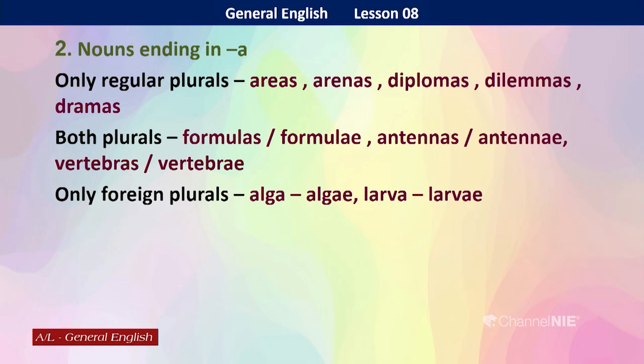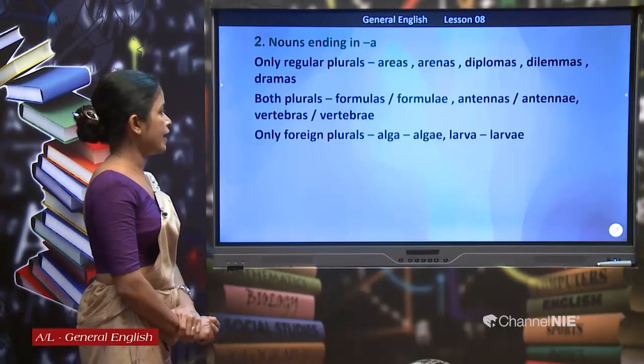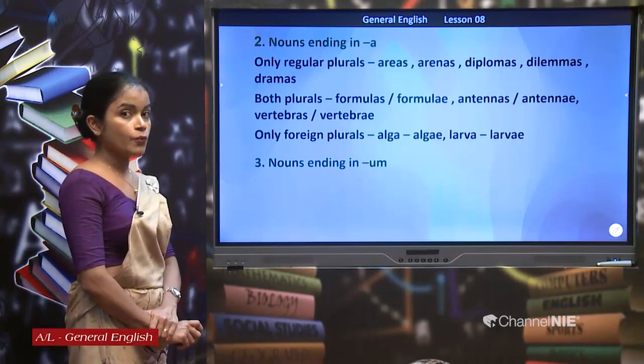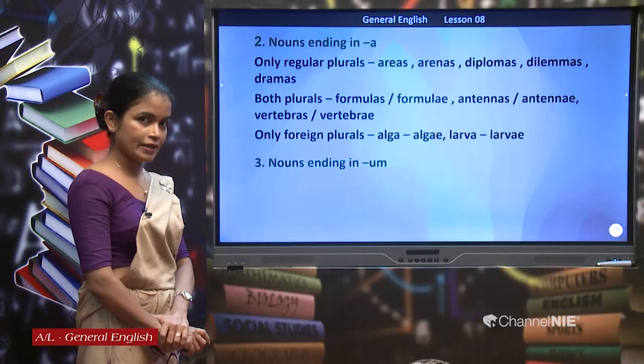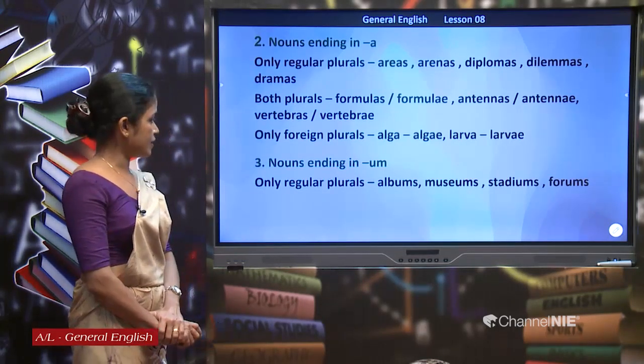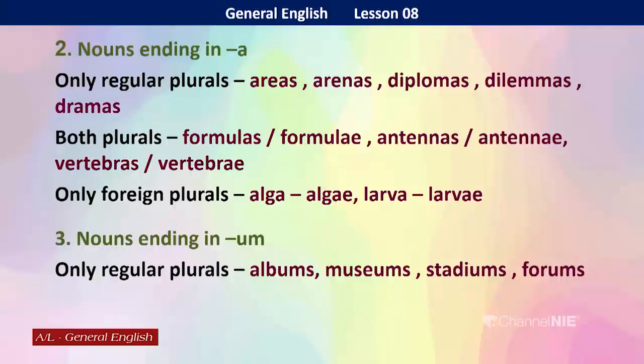So that is how we form the plural of the nouns ending with letter A by adding E or by adding S. Then nouns ending in UM, nouns ending in letter U and M. Only regular plurals are there, like album. The last two letters are UM. We can just form in the regular way the plural, albums.